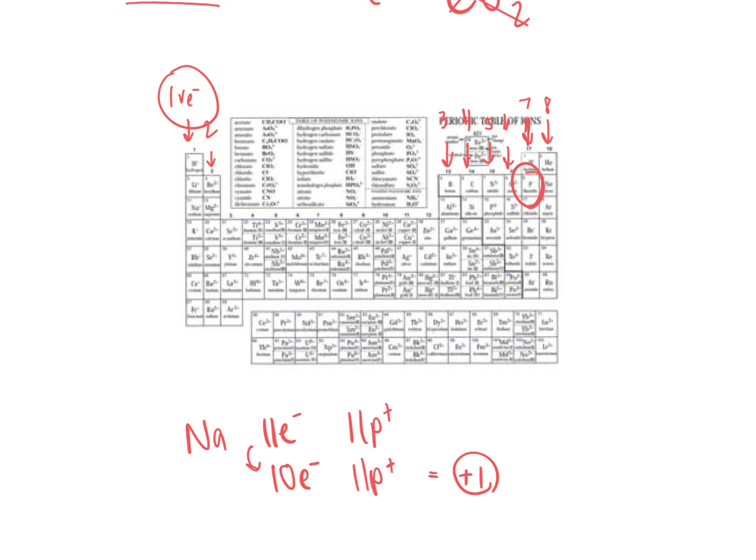Okay, so let's look at fluorine. Neutral fluorine has 9 protons and 9 electrons. Fluorine has how many valence electrons? 7, because it's in group 7. So it has 7 valence electrons. Is it easier for it to give away its 7 or to bring in 1 more? Bring in 1 more. That would put it at 10 electrons and 9 protons. What would the charge for fluorine be then? -1.